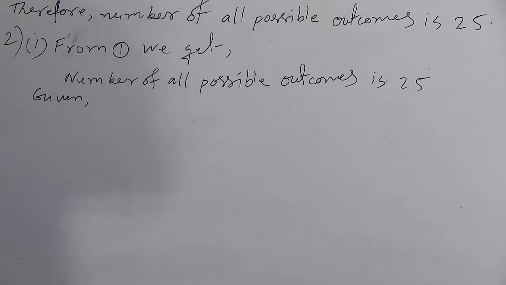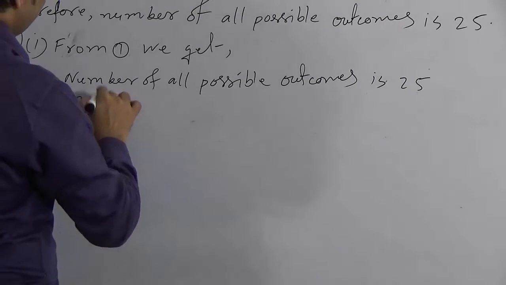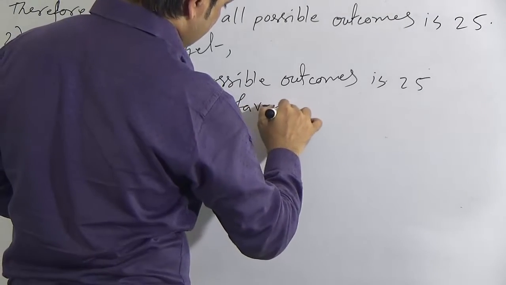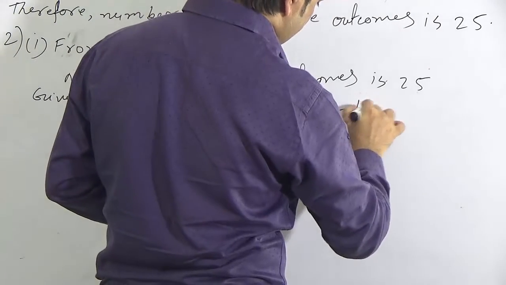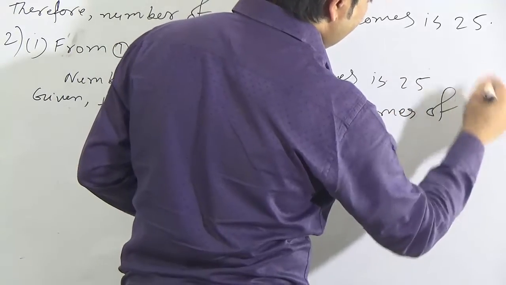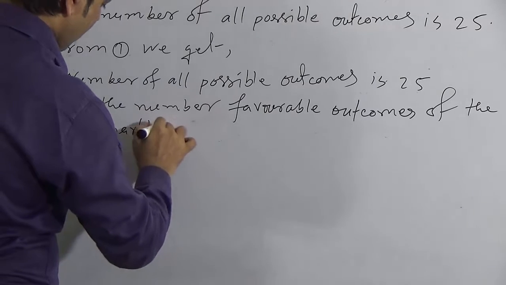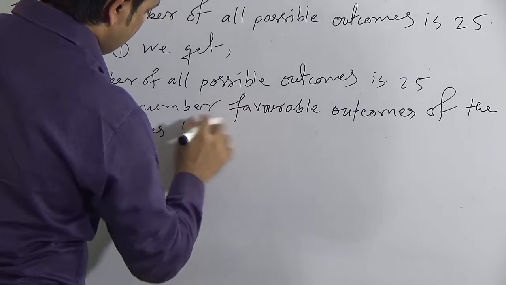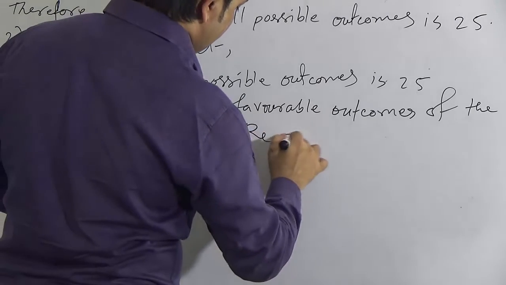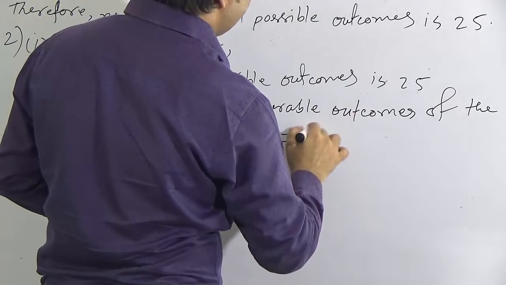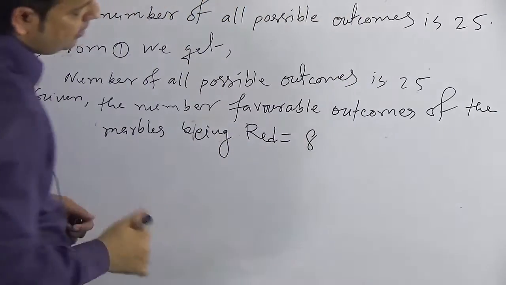Here, we need to determine the probability for the marbles being red. So we can write here the number of favorable outcomes of the marbles being red is equal to, here in case of red, favorable outcomes must be 8, as 8 red marbles were there in the basket.